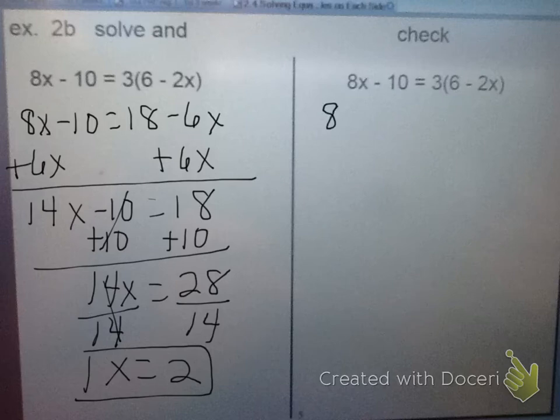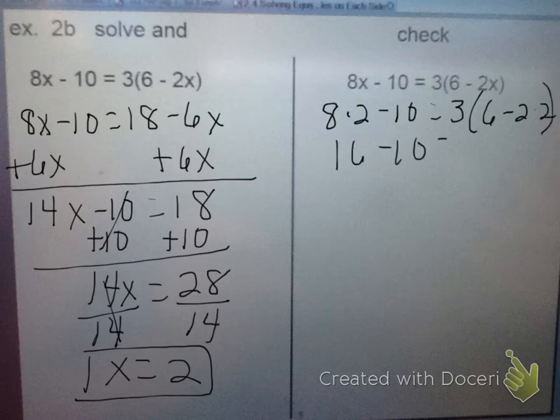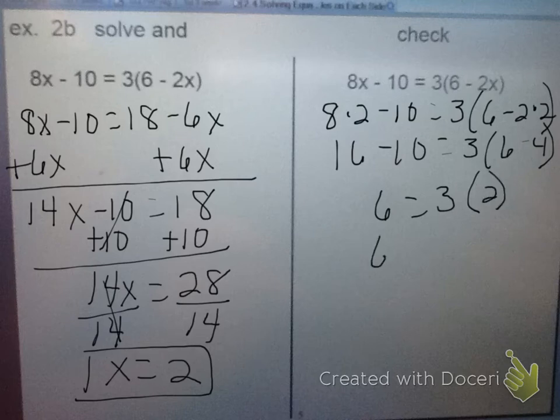To check, 8 times 2 minus 10 is equal to 3 times 6 minus 2 times 2. That's 16 minus 10 is equal to 3 times, your order of operations, we multiply first, so that's 6 minus 4. 16 minus 10 is 6, is equal to 3 times 6 minus 4, which is 2. 3 times 2 is 6, so it checks.